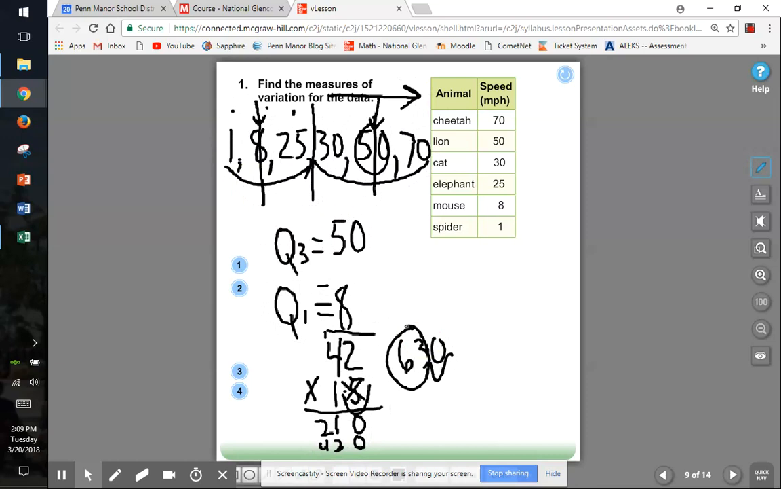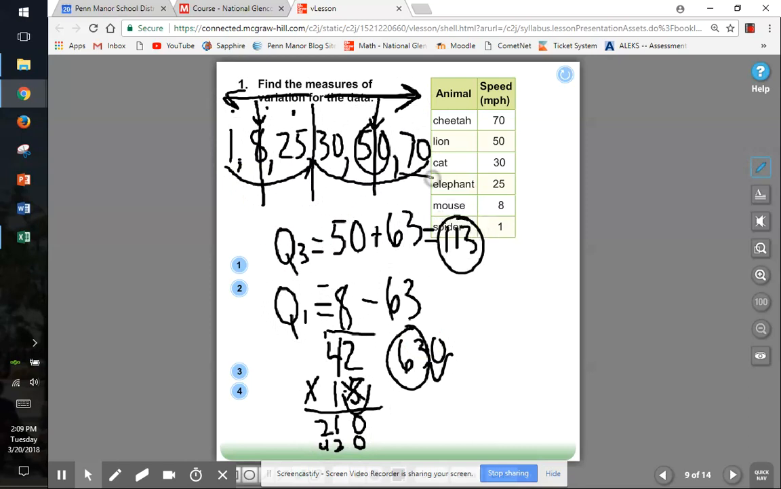Now, what do I do with that number? Since I am looking for numbers larger than my Q3, I'm going to add that number, and we practiced that a lot today in class. And since I am looking for numbers smaller than my Q1, I'm going to subtract that number. After I do that, I add 63 to 50. I get 113.